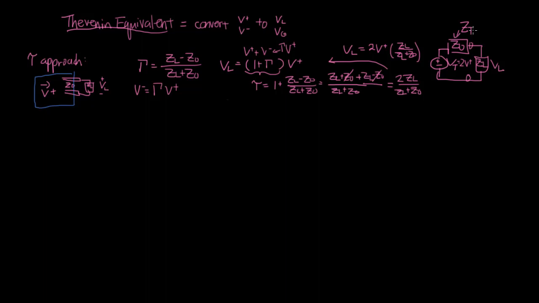with this piece here, where I pretend like it's a generator with a voltage value of 2V plus, so double the voltage that's coming in, and then I pretend like it has a source impedance of Z naught. And then if I just use Kirchhoff's voltage law to solve for it, I will come up with the correct output. And so this circuit here that I've outlined in blue is the Thevenin equivalent.